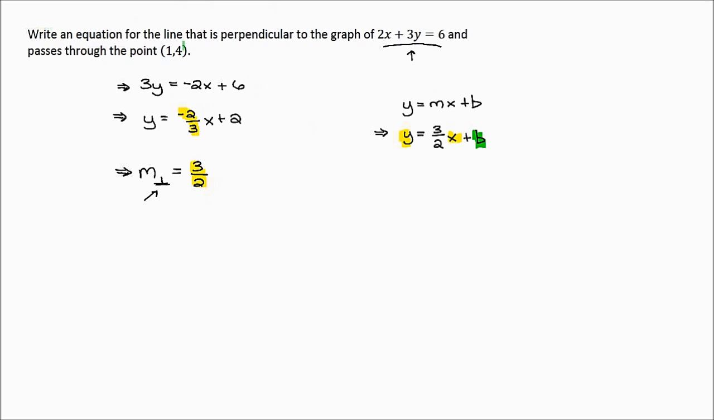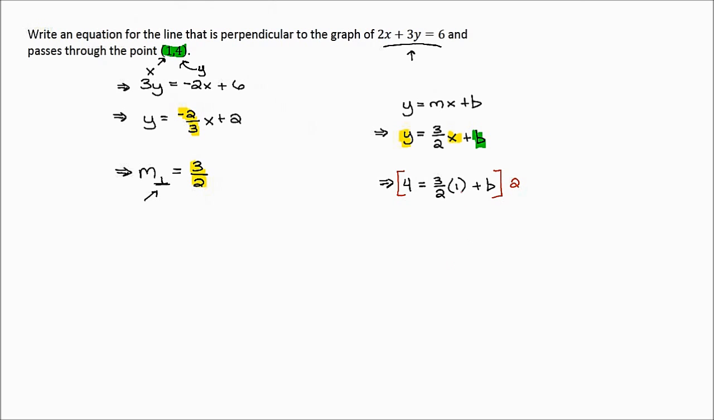The best way to do that is plug in the point that we were given. So I'm going to replace x with 1, and I'll replace y with 4. Here we go. So that implies 4 is equal to 3/2 times 1 plus b. I'll go ahead and subtract 3/2 from both sides. Some people would prefer to multiply both sides by 2 first. It doesn't really matter to me. In fact, I often teach my students to multiply both sides of the equation by 2 first.